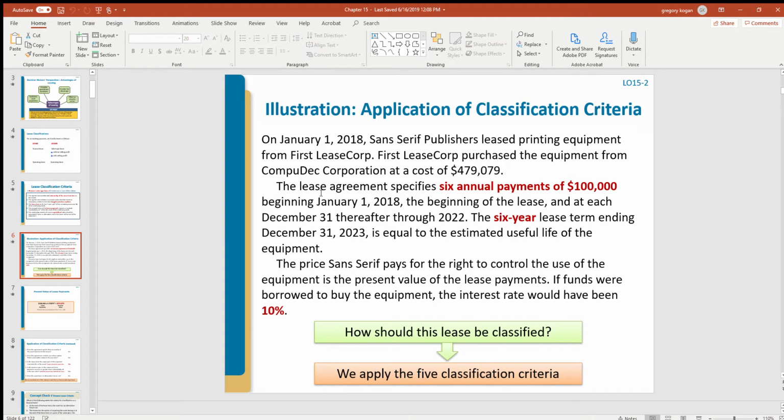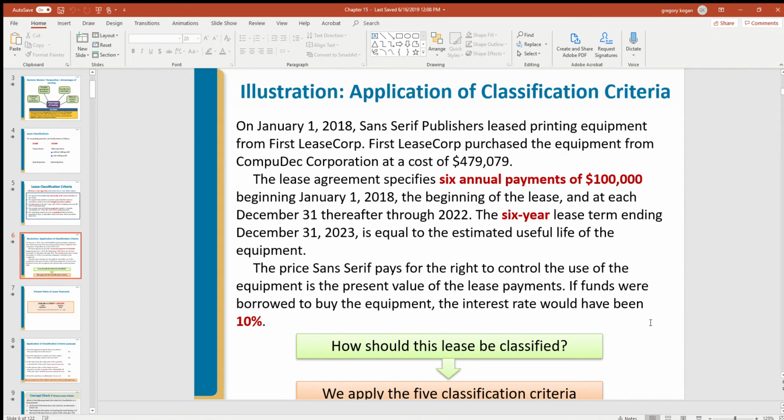Going over an example here. So how do we classify a lease? On January 1, 2018, Sans Serif Publisher leased printing equipment from First Lease Corp. First Lease Corp purchased the equipment from CompuDeck Corporation at $479,079.